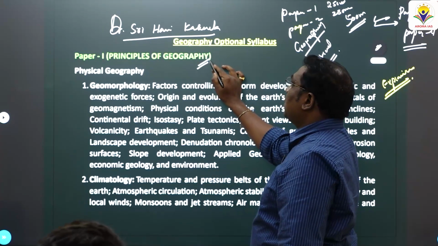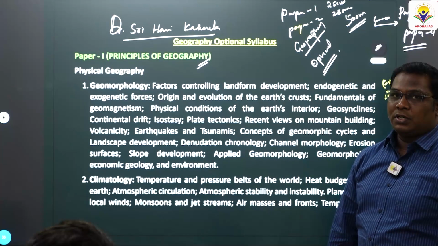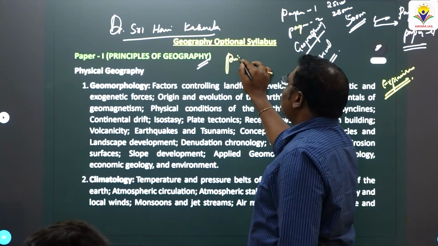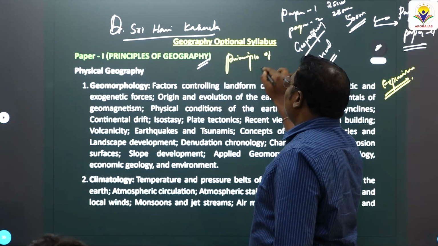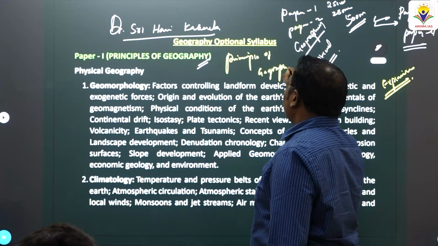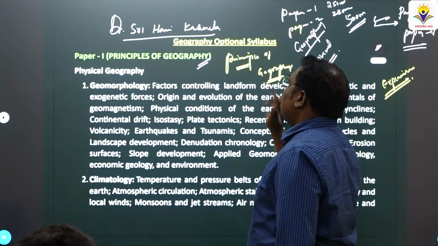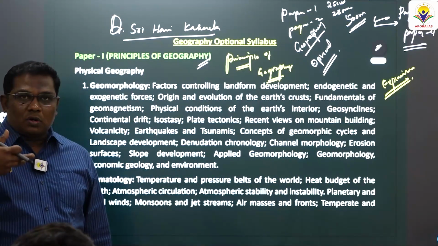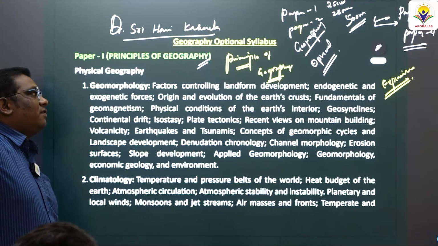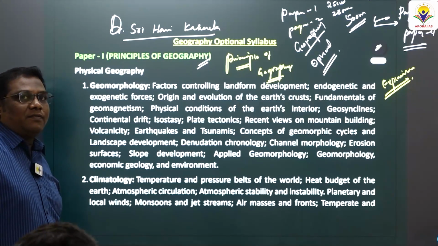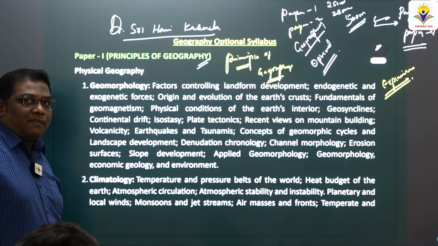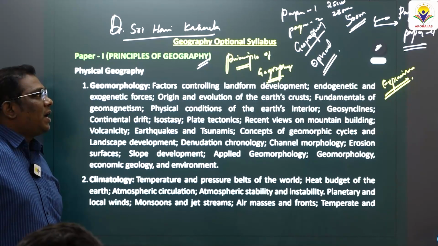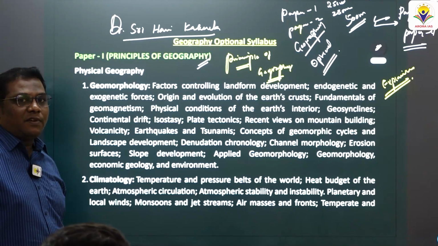For paper 1, remember, syllabus understanding is very crucial in the entire journey of optional preparation. The first paper is principles of geography. Here we will see the roots of geographical thought formation, the roots of geographical thinking up to the advanced level. Geo means earth, graphy means study. To study the earth is called geography. That is the fundamental idea, according to Eratosthenes, who is considered the father of geography.